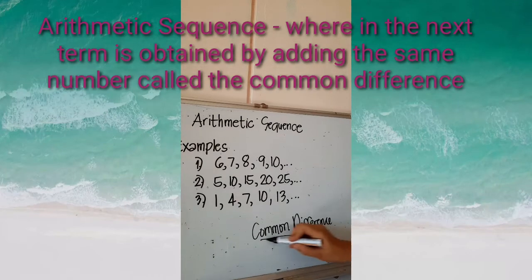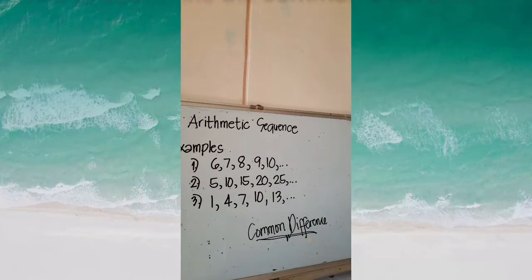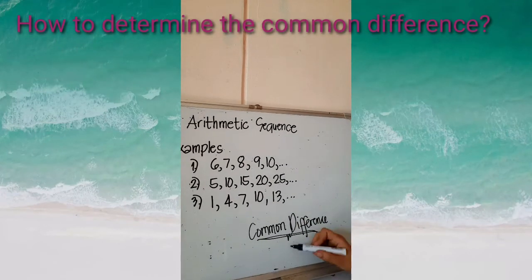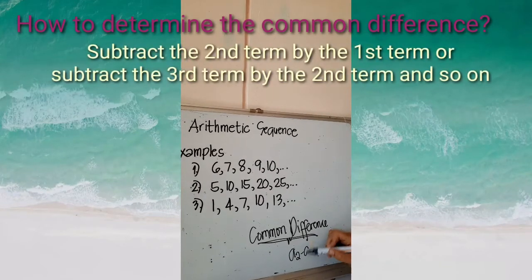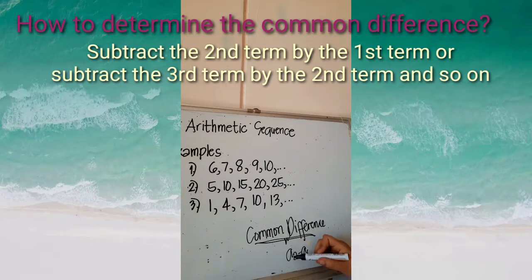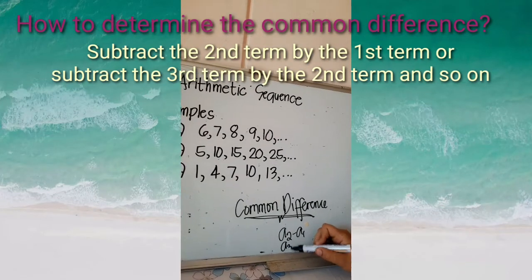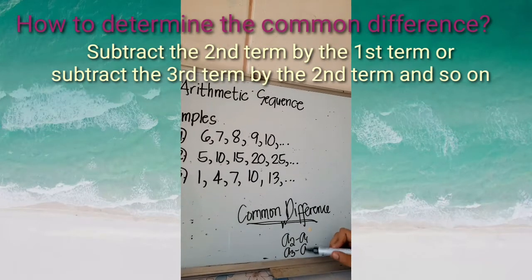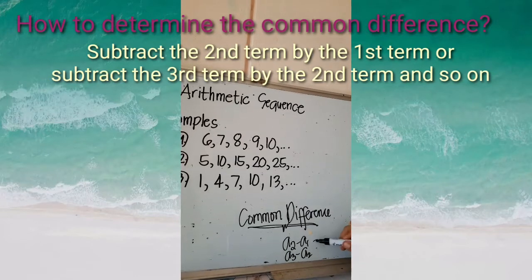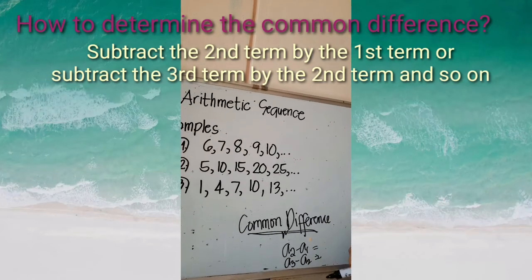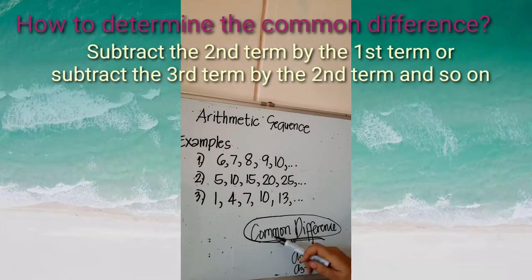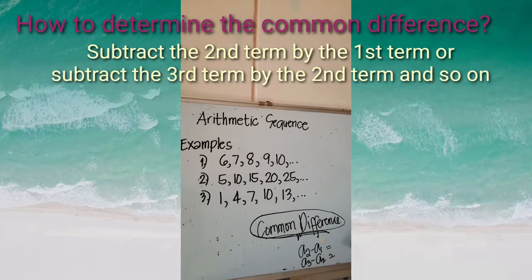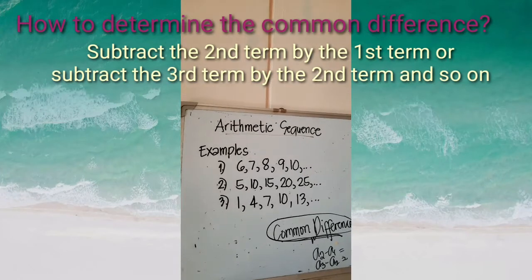So how are we going to get the common difference? It's easy. You just subtract the first term from the second term, then subtract the second term from the third term. If the differences are the same, then they have what we call a common difference, and they are an arithmetic sequence.